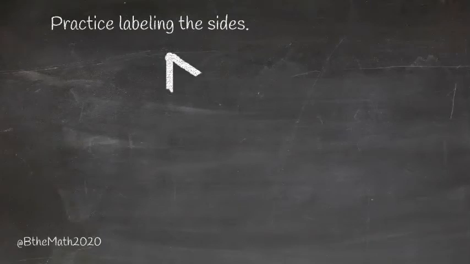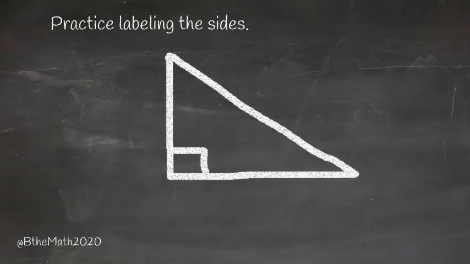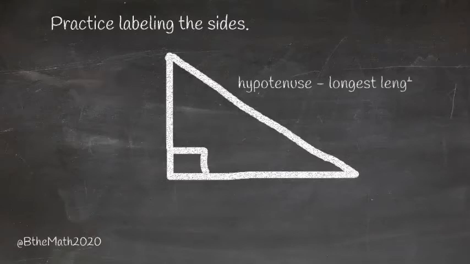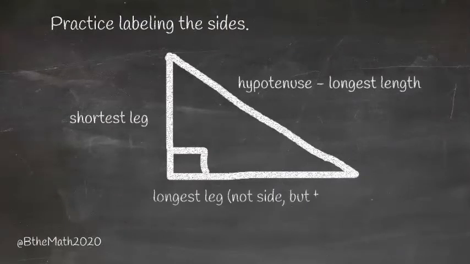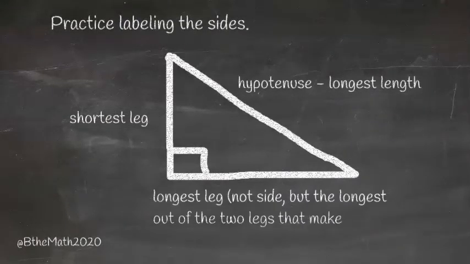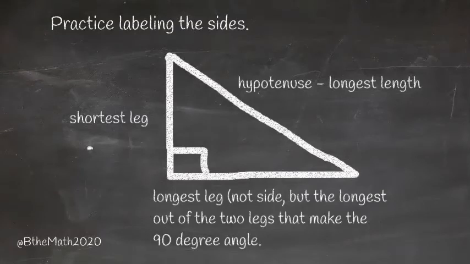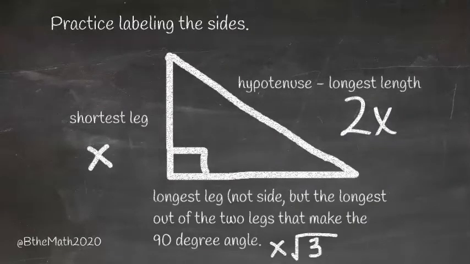Let's practice labeling the sides. When you draw your triangle, make sure you note the 90-degree angle. The longest side is the hypotenuse. The shortest leg and then the longest leg are the two legs that make up the 90-degree angle. The shortest leg is your x, the longest leg is your x square root of 3, and your hypotenuse is 2x.